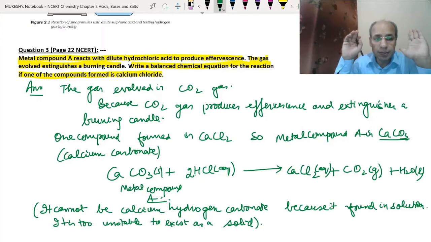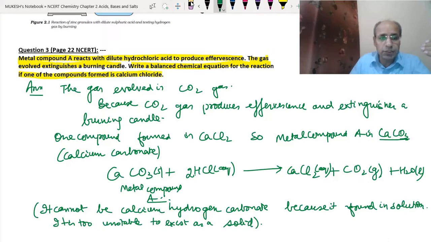Okay, since one of the compounds formed is calcium chloride, that means some calcium salt is there. Either it can be calcium carbonate or it can be calcium hydrogen carbonate. Calcium hydrogen carbonate cannot be there because it is found mainly in solution and is not stable enough to exist as a solid. So the answer became calcium carbonate.